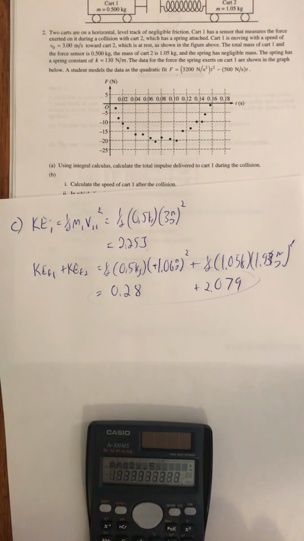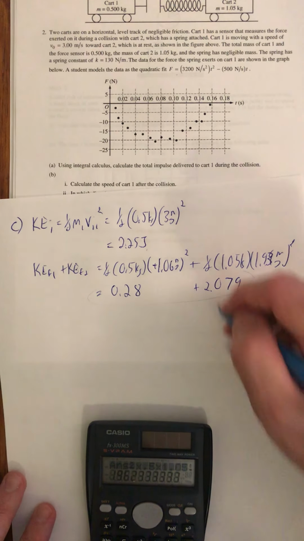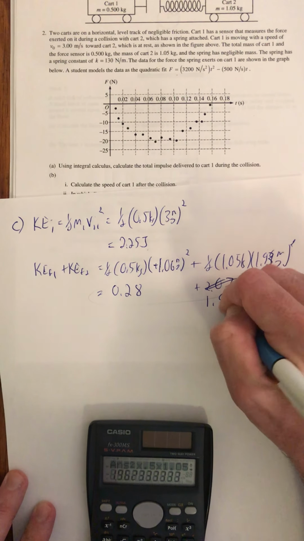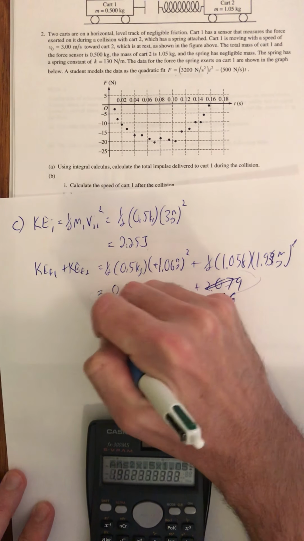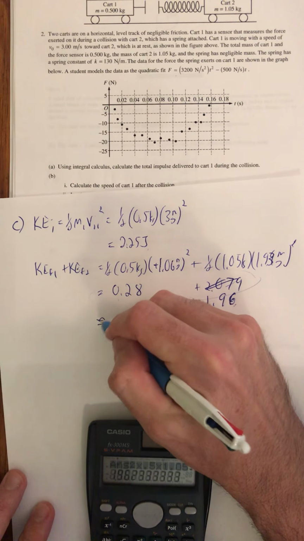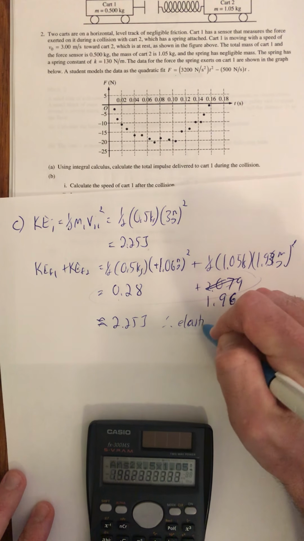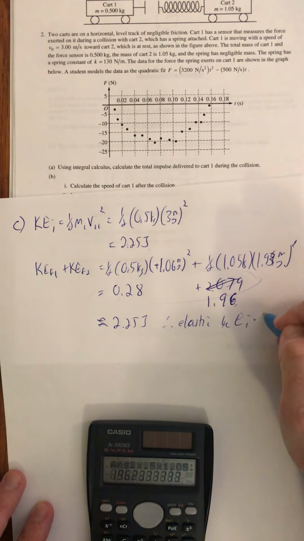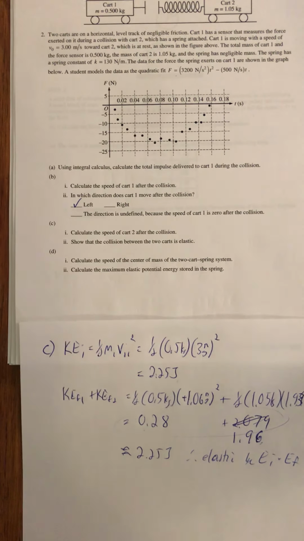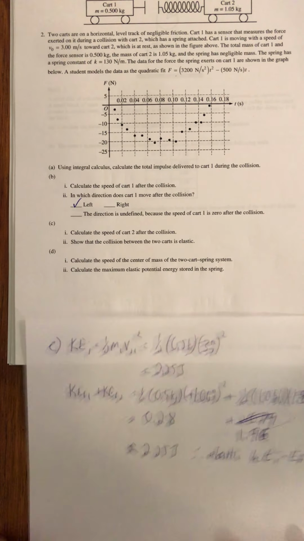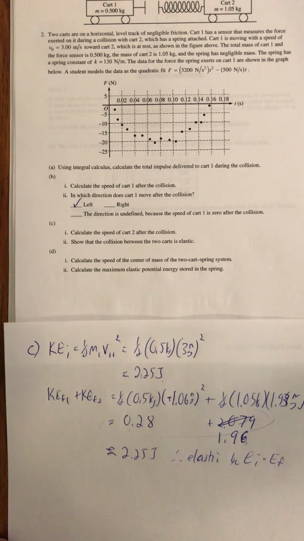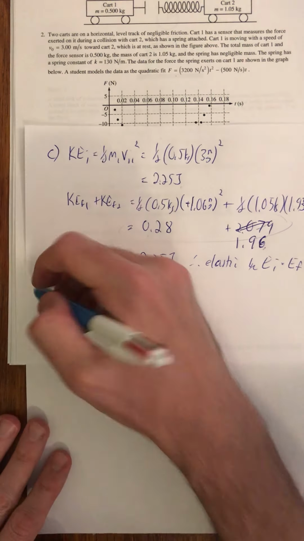Squared times 0.5 times 1.05. That's the nice thing about this, knowing what the result is supposed to be. Okay. And oh yeah, look, that works. That's roughly 2.25 there for elastic, because energy initial is equal to energy final. Done. Okay, D, calculate the speed of the center of mass of the two-car system.